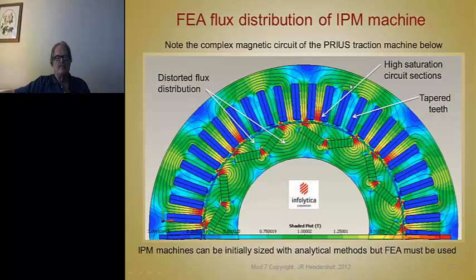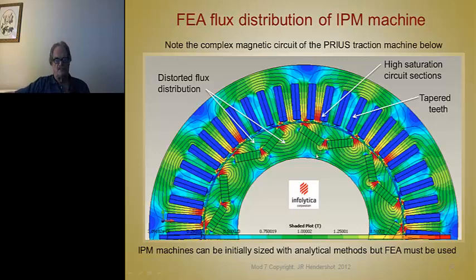So that affects the flux distribution in the yoke, and of course the teeth. Of course, not to mention the fact that these teeth have to be tapered, so the flux density is higher where the teeth are narrower than it is where the teeth are thicker. The other thing is to study the flux distribution in the rotor.